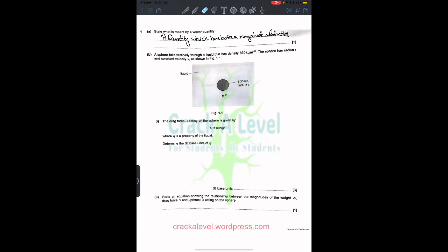Okay guys, today we'll be doing the October/November 2024 paper 22. This is the paper which recently came out, and we'll try to solve it and see how it goes.